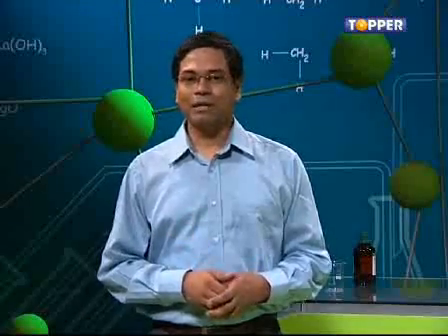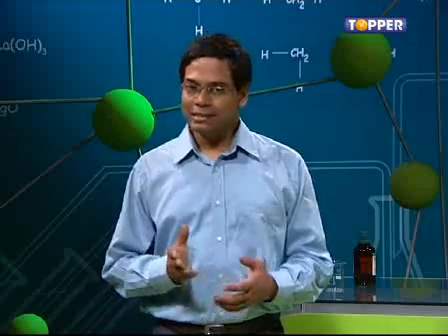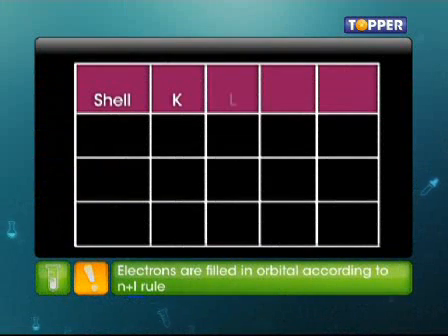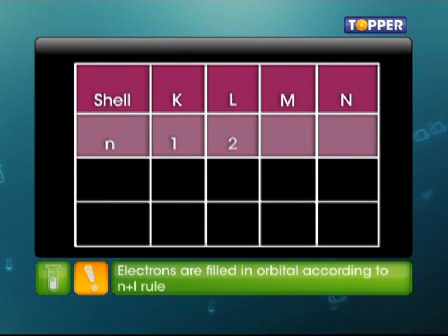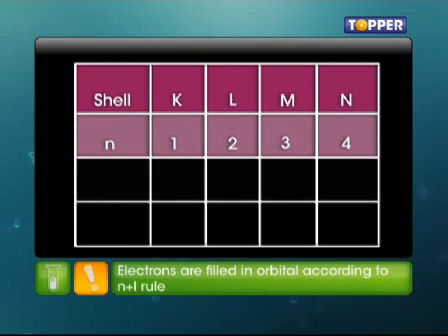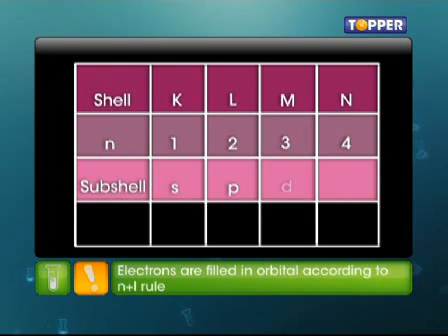These electrons arrange themselves in a very specific order, and though it may seem a little difficult to learn, if you listen closely to my special rules, it will be less daunting. The specific order in which electrons fill up orbitals follows the n plus l rule, where n is the shell number and l is the subshell.